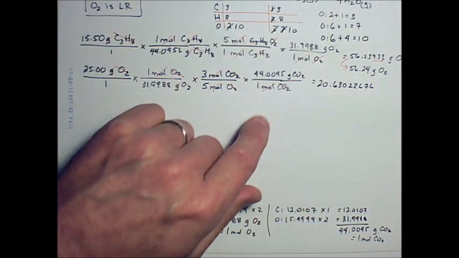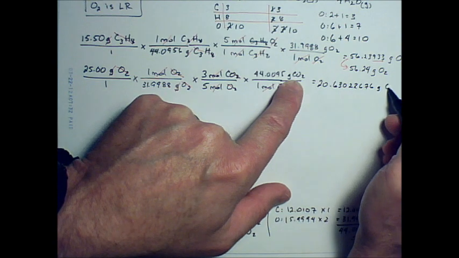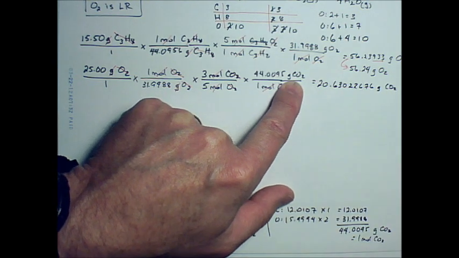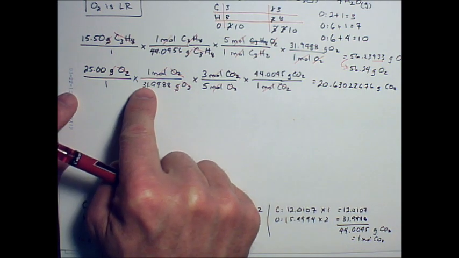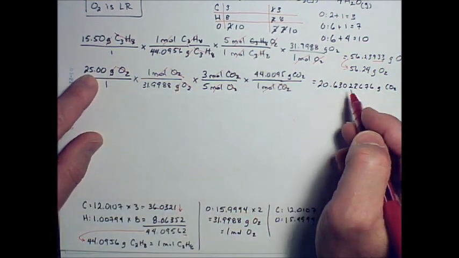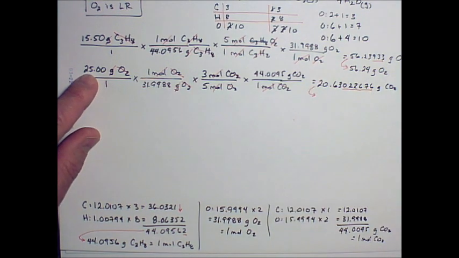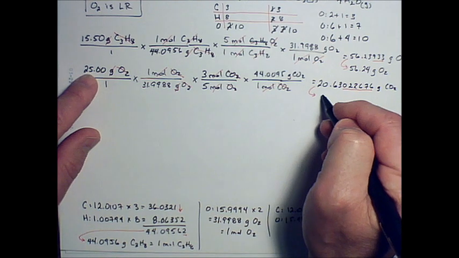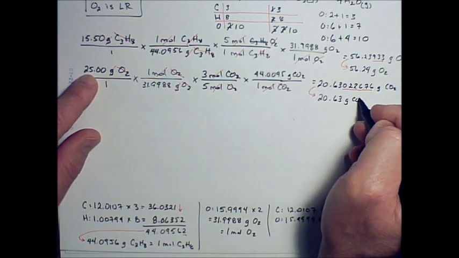20.63022676. Okay, I've canceled all the units except grams and all the species except CO2. I want to round off again, looking at all the measured and calculated numbers, this one, and this one. The first one has the least digits. Round off the final answer to that same number of digits, 4. And we're going to get a rounded off answer of 20.63 grams of CO2.